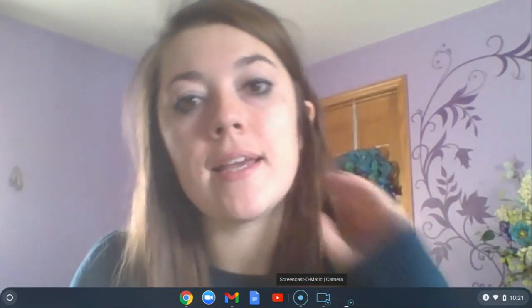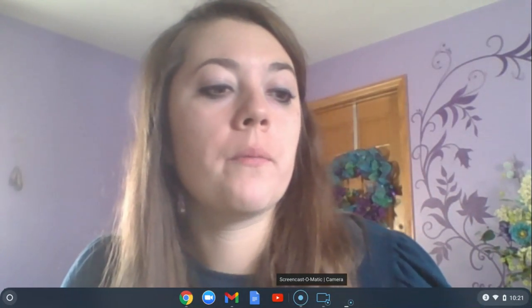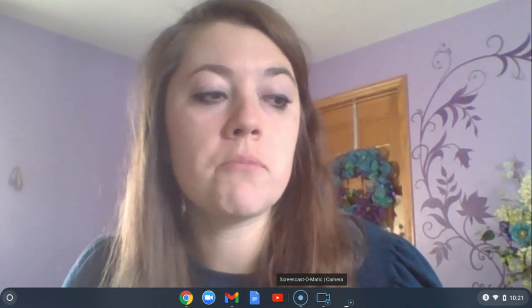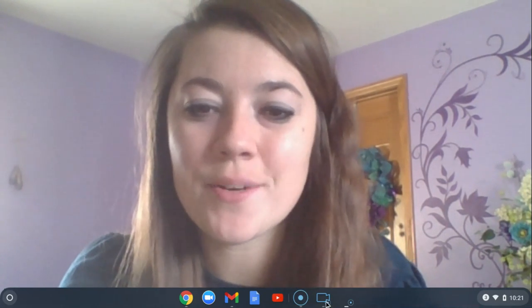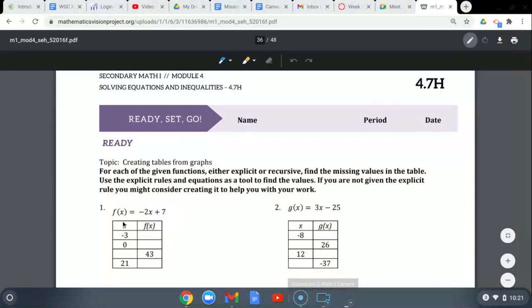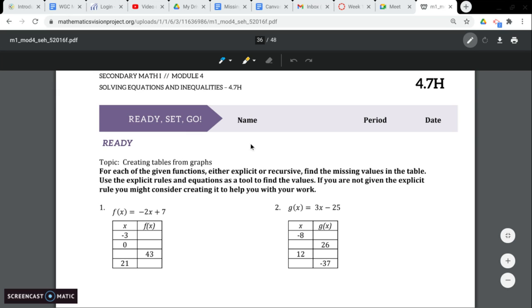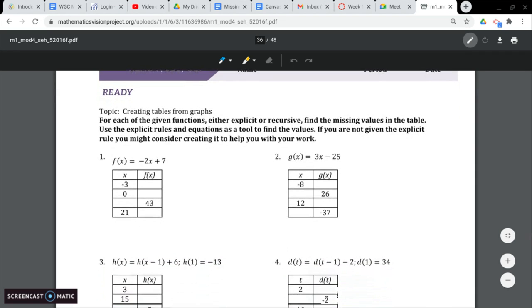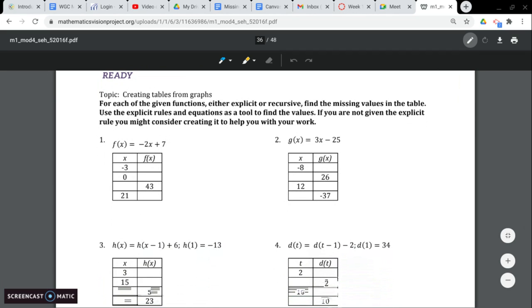So what we're looking at today is 4.7, which is cafeteria consumption and costs. So let's go ahead and jump right in. What we're looking at in this first section is creating tables from graphs. For each of the given functions, either explicit or recursive, find the missing values in the table. Use the explicit rules and equations as a tool to find the values. If you are not given the explicit rule, you might consider creating it to help you with your work.